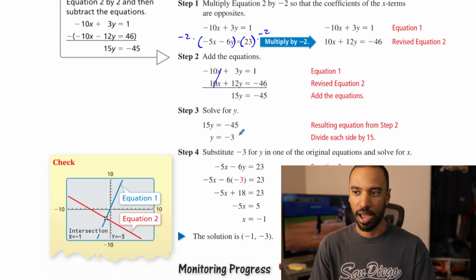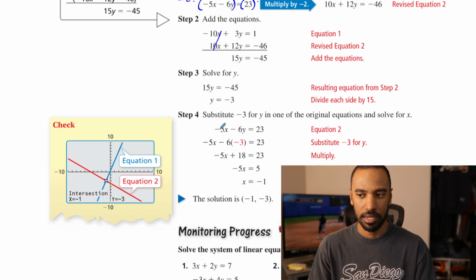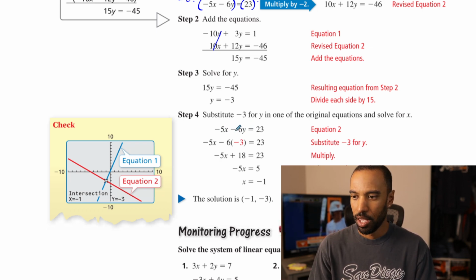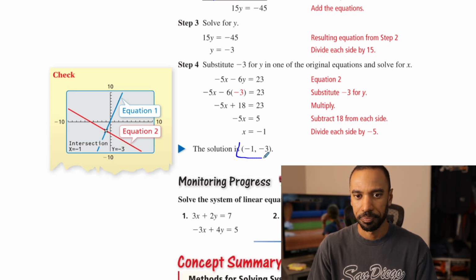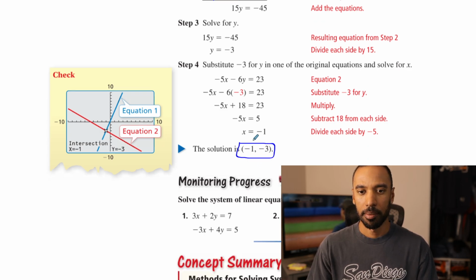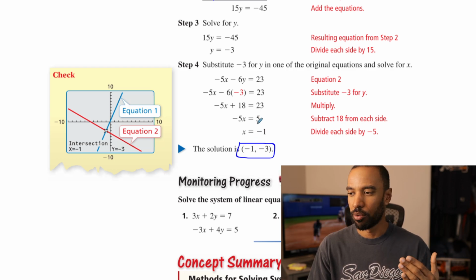Then we'll take that -y, substitute it into an equation. They decided to use the bottom equation here. I don't know if I would have used it. It's okay, whatever. And then they solve for x. They get x equals -1, and that's your solution set. Now, let me talk about two more things from this example before we move forward.